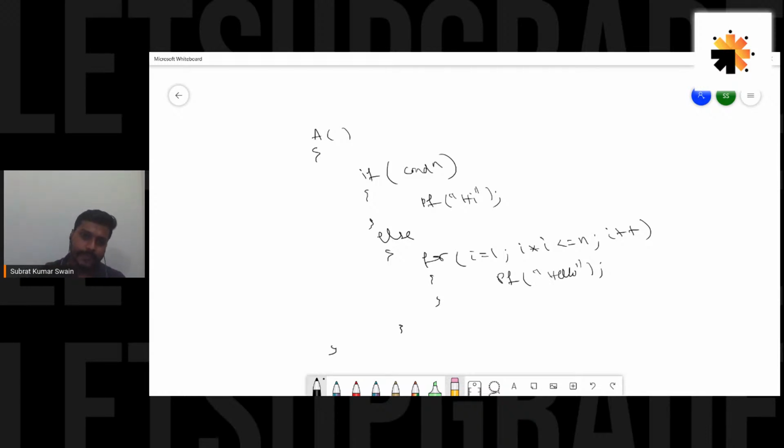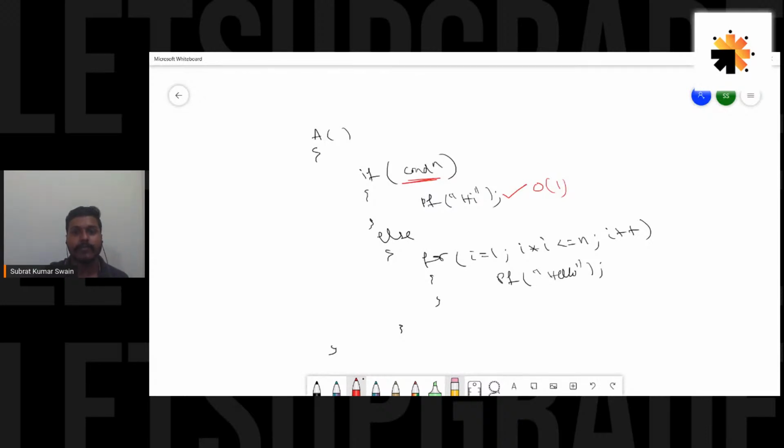So here we have this if else thing. Also we have this for loop. We need to find out the time complexity of this algorithm. There are two possibilities here. One is if the condition is true, then this statement would be executed. In that case, what would be the time complexity? There is only one statement, printf high, so it would take big O of one, constant time.